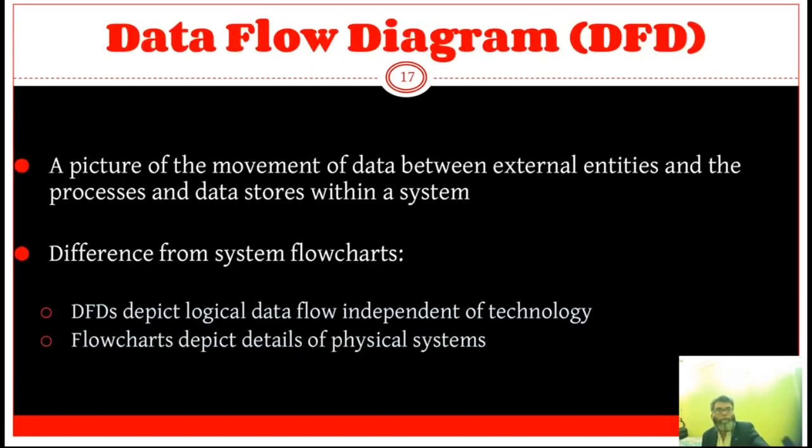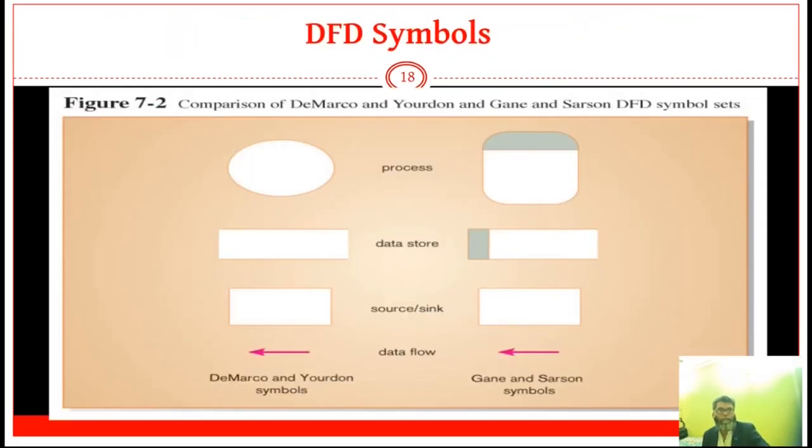Data flow diagram. A picture of the movement of data between external entities and the processes and data stored within the system. It has a difference from system flowcharts. DFD describes the logical data flow independent of technology, whereas a set of flowcharts depicts the details of physical systems.